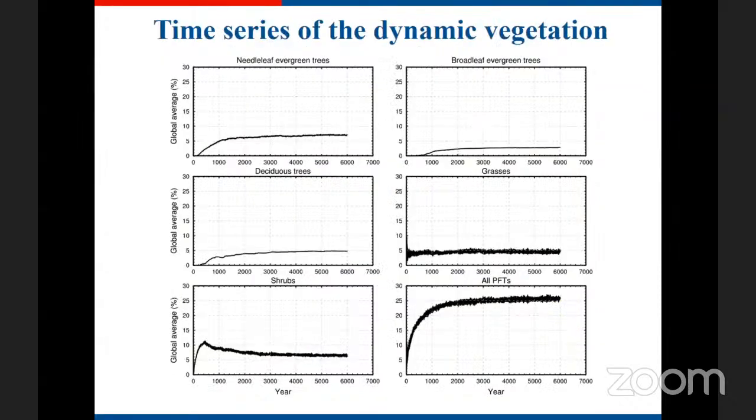Here are the time series for dynamic vegetation. We plot the time series for the 6,000 years. We can see it has already reached equilibrium. However, we can see the vegetation coverage is really, really low.